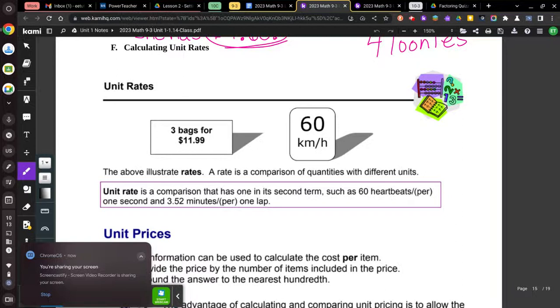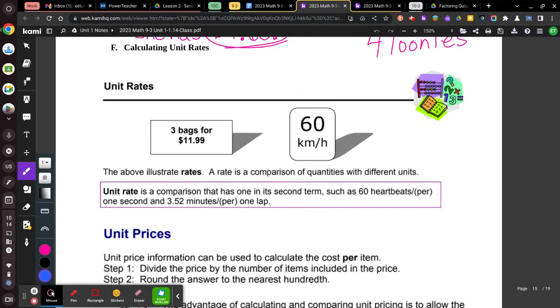Okay, this is lesson 14, part F, calculating unit rates. So a unit rate is used in unit pricing. This is for unit pricing. This is when we go shopping and we try to calculate how much one item costs.